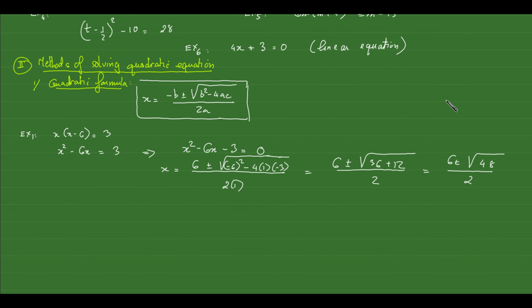We have to keep simplifying. We need to simplify the square root of 48. 48 is 16 times 3, and the square root of 16 is 4, so it will be 4 square root of 3, over 2. Make sure you know how to simplify the radical. Let me write it over here: 48 is 16 times 3.